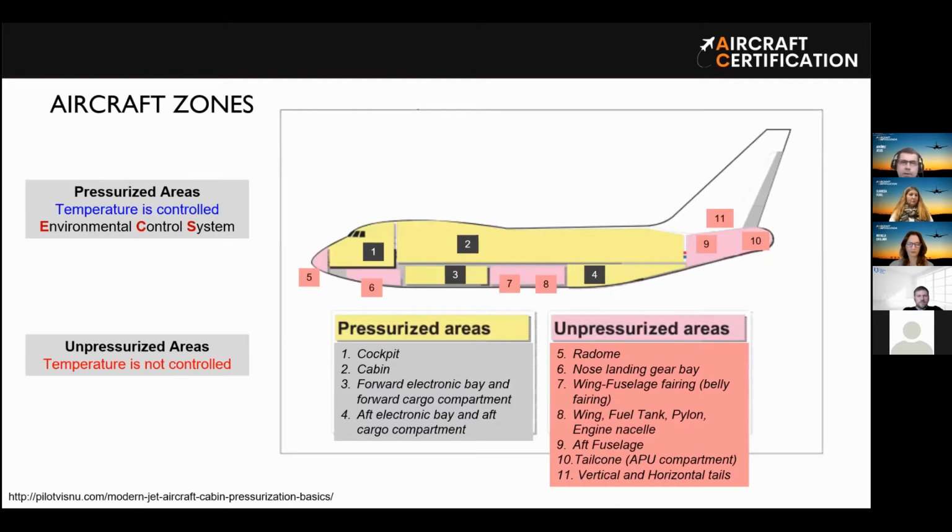So first we talked about the envelopes. Now we can talk about the zones of the aircraft. When you talk about zones in terms of temperatures, there is a very clear distinction between two types of zones. We have what we call the pressurized areas, which are those in yellow here in this example. Those are the most critical areas in terms of temperature, of course, because we have passengers, we have the crew, we have cargo, and also a lot of electronic equipment that is critical for the safety of the aircraft.